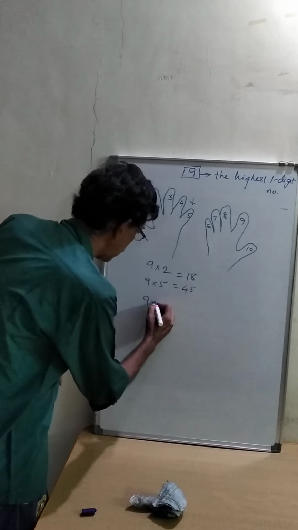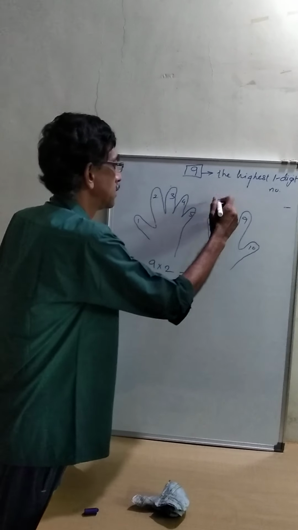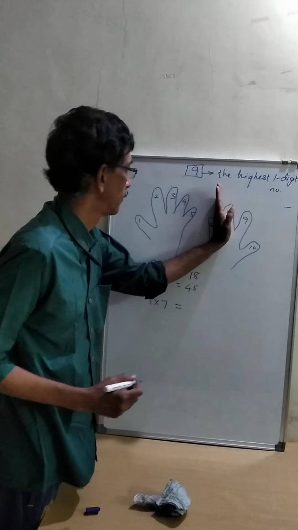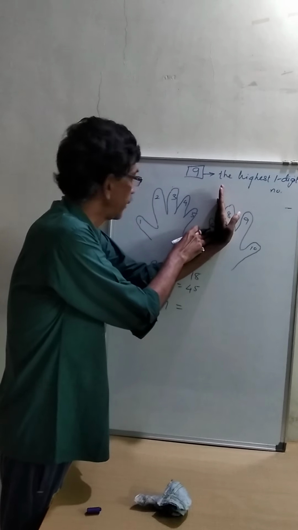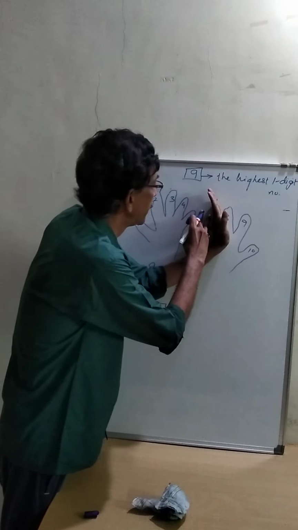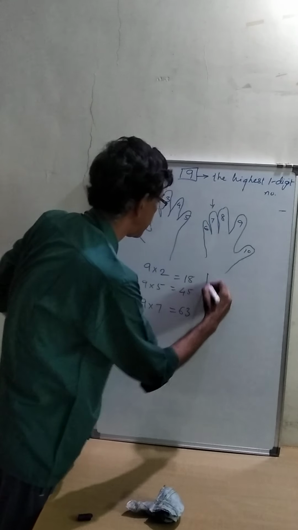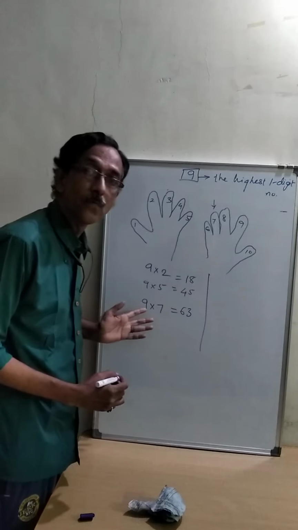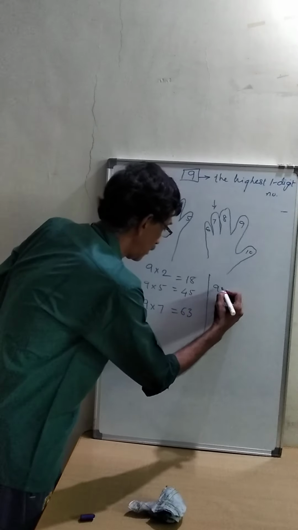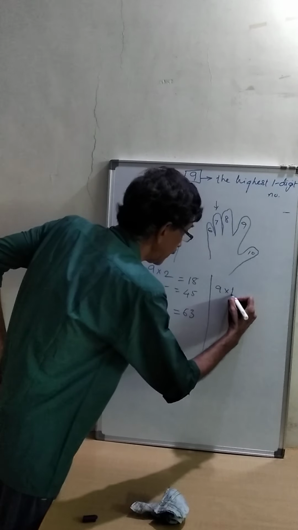We will look at another example, 9 sevens are. So 9 sevens are, you block 7 here. So how many fingers are there before 7? 1, 2, 3, 4, 5, 6. You write 6. How many fingers are there after 7? 1, 2, 3. You write 3. Very interesting. You can use just your fingers for creating a table of 9.